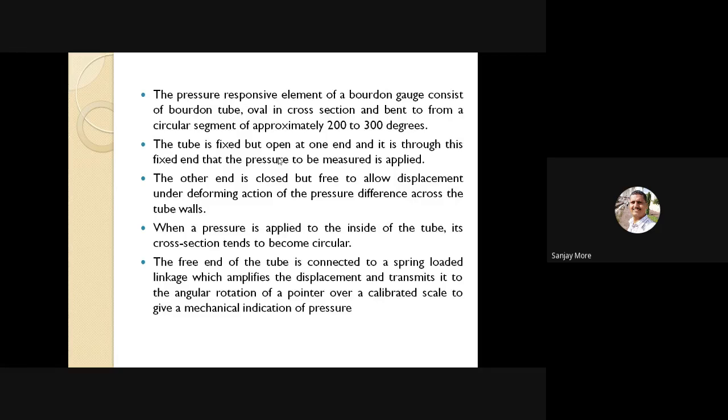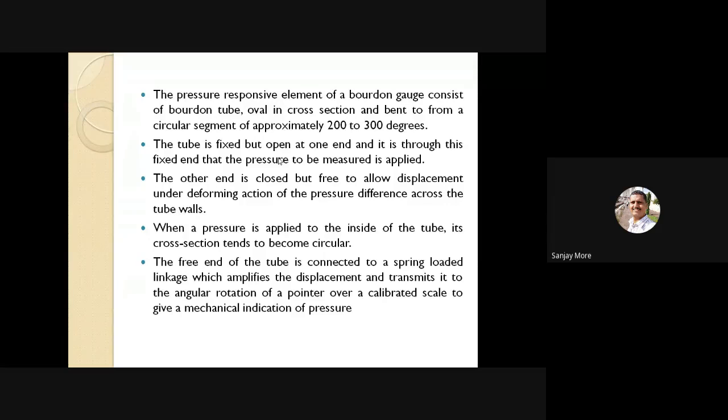The tube is fixed but open at one end, and it is through this fixed end that the pressure to be measured is applied. Full stop and next line.